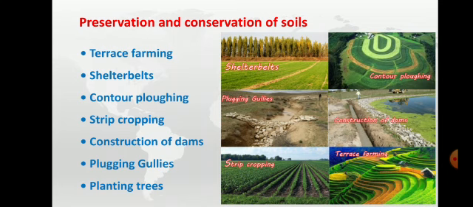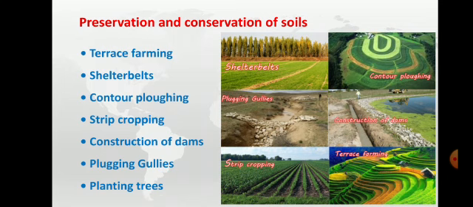Next is construction of dams. Rivers cause soil erosion, isn't it? To stop the soil erosion from rivers, dams are built in the upper course of the rivers so that the speed of the river can be reduced. This leads to control of soil erosion, because when the river flows very fast, the amount of soil taken is also more.